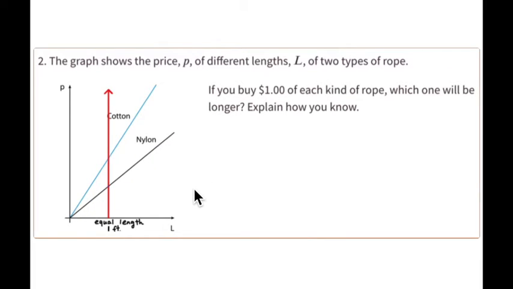And another way to look at this is rather than look at $1, look at 1 foot. How much does 1 foot of each rope cost? Now this is not what the problem asks you. The problem says look at $1. But if it said which rope is less expensive, another way to look at it would be how much money does it cost me to buy an equal amount? So in this case, 1 foot.